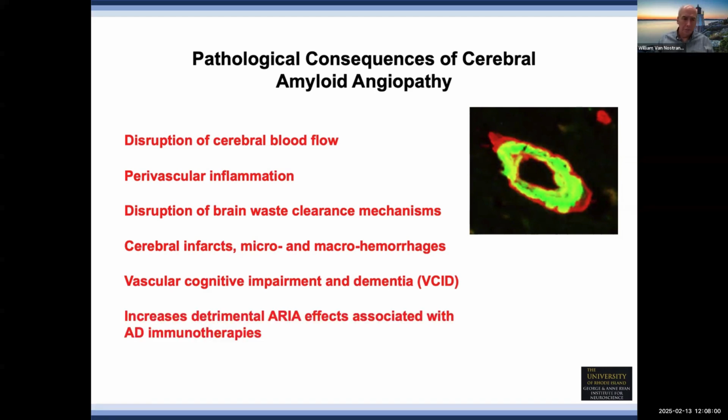Now, this pathology of CAA has actually been in the spotlight more recently because it's been shown to increase detrimental amyloid-related imaging abnormality effects associated with AD immunotherapies, and most notably bleeds in the brain.